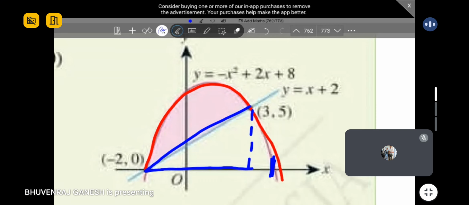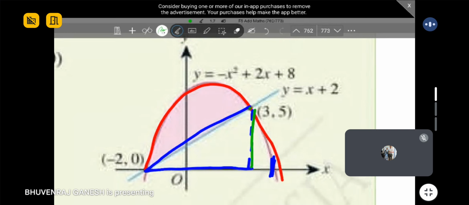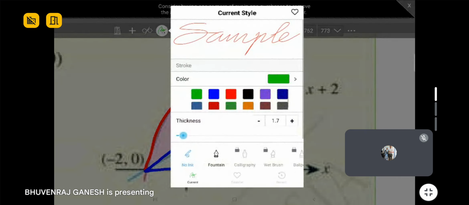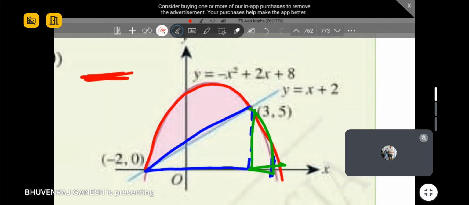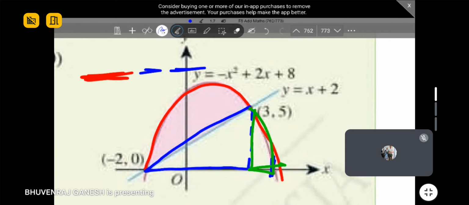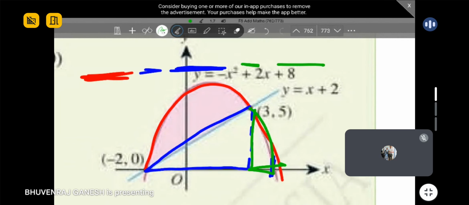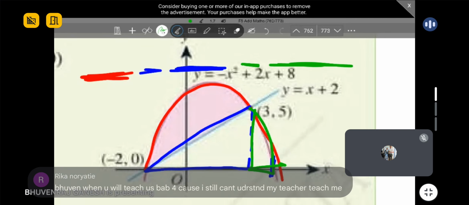You must find the x-intercept. Cari pintasan x lengkung ini dulu. Okay, then you minus with another region, this one. So basically the concept is red minus with blue, you minus with green. I use different colors so that you all can understand. So this is how you find the shaded region. Boleh faham guys? Can you get it?